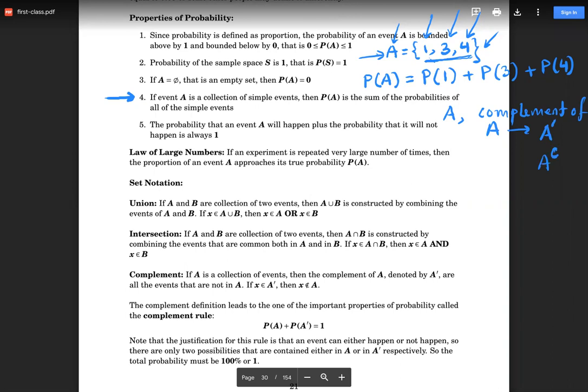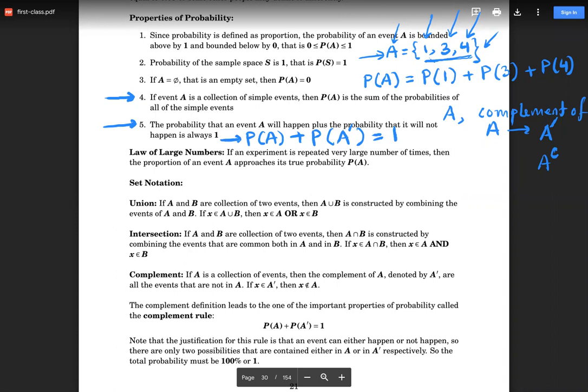Some people use A prime, some people use A with a C on the top. I use A prime. So now what this condition is saying is that the probability of some event A plus the probability of its complement must always be 1. And that's an important concept we will be using.